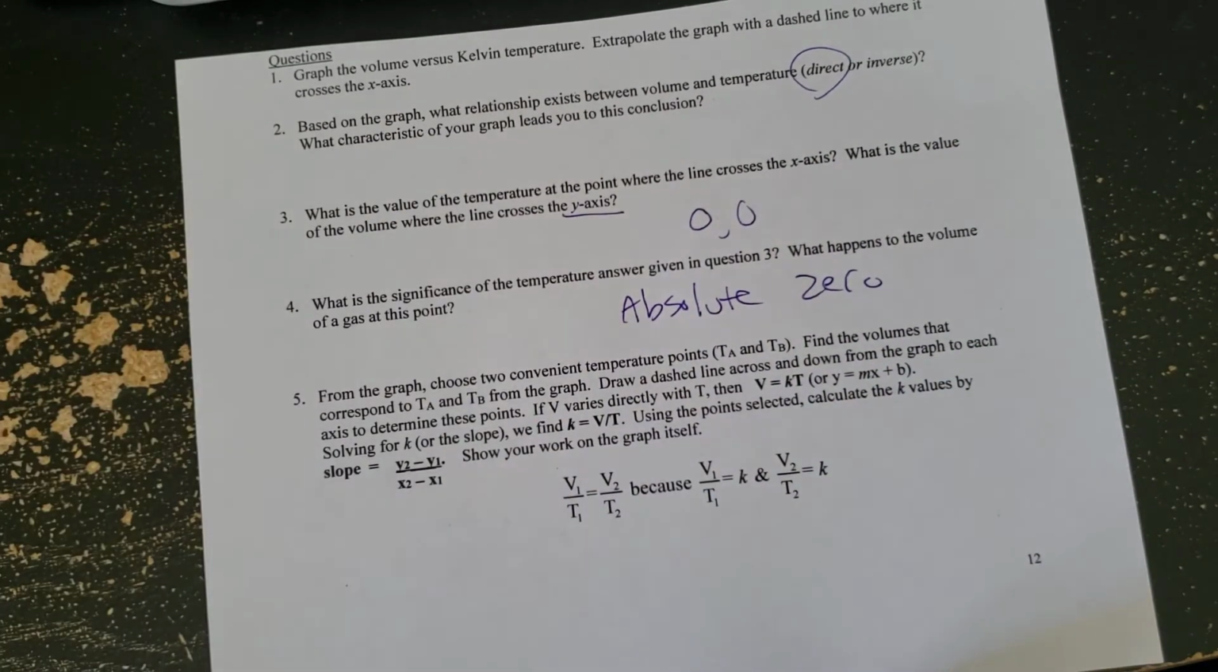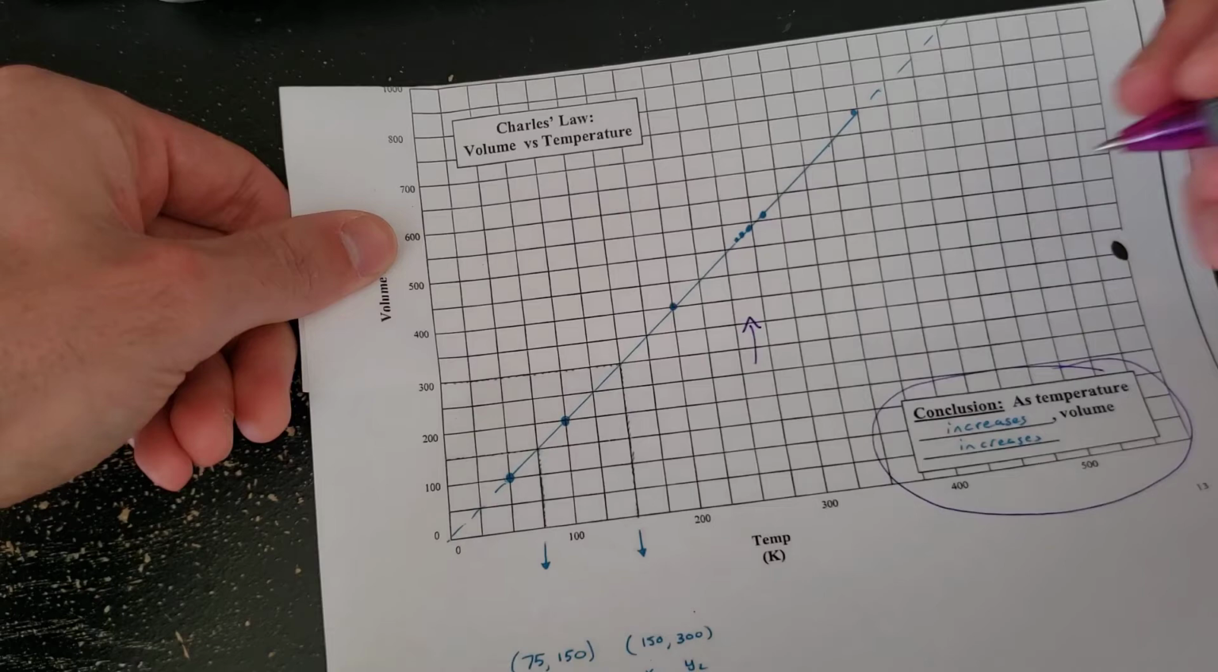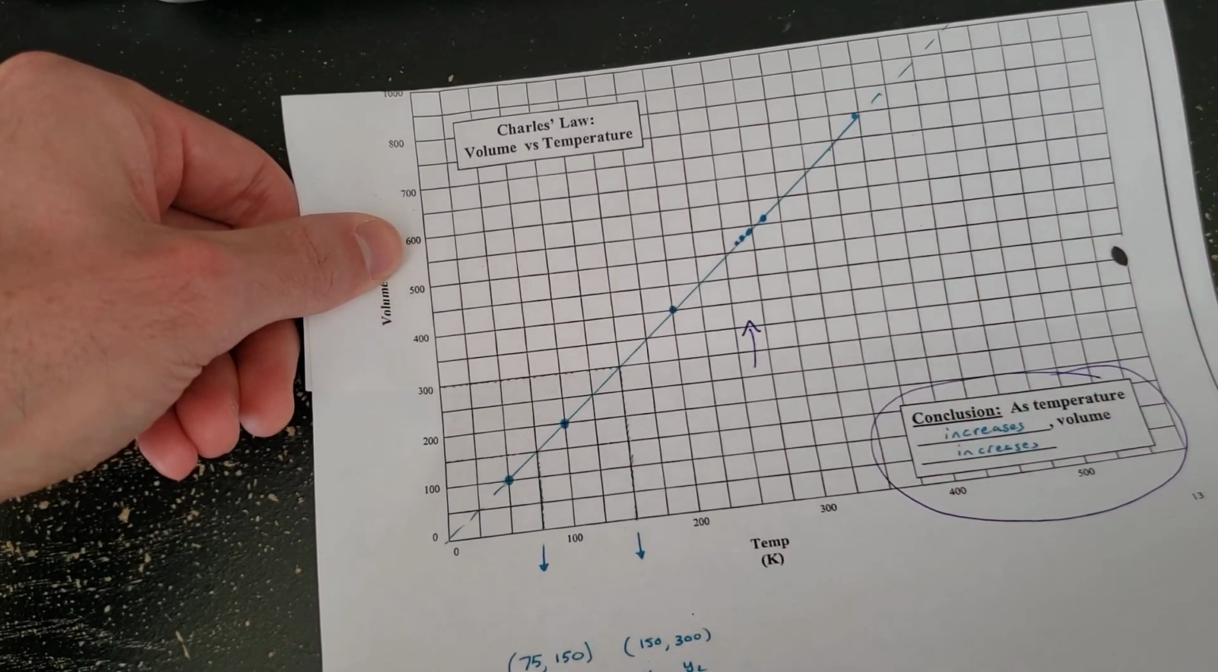Those are the questions that you had to answer there. And one last time on the graph, again, Charles' law shows us that there's a direct relationship between temperature and volume.